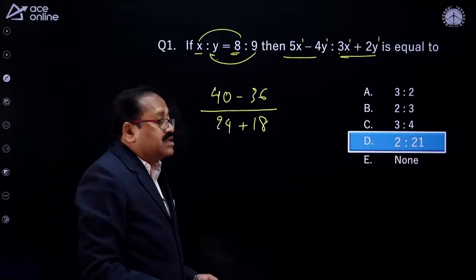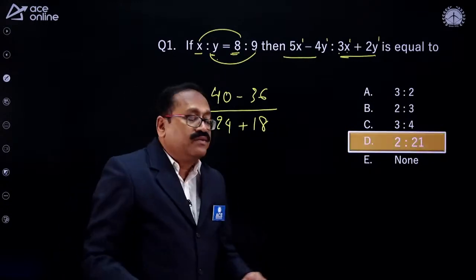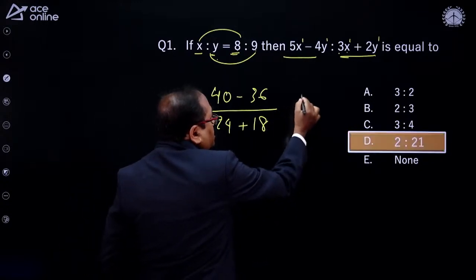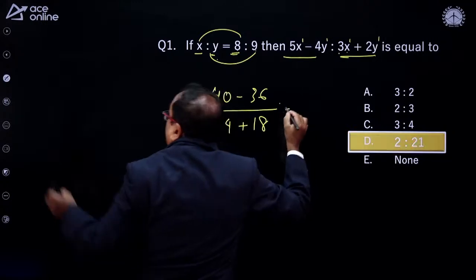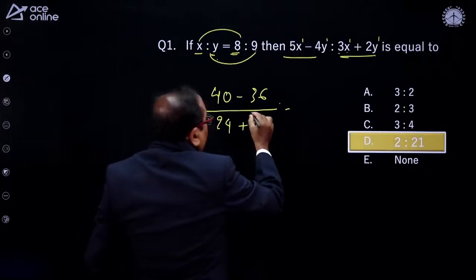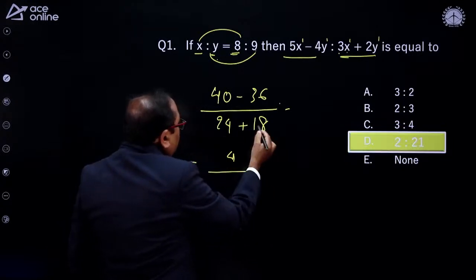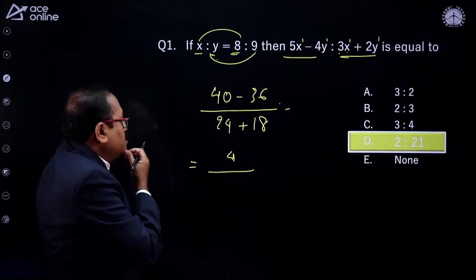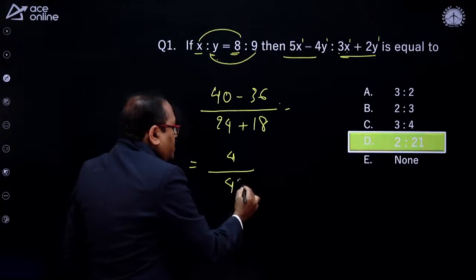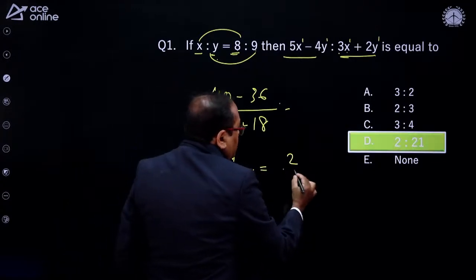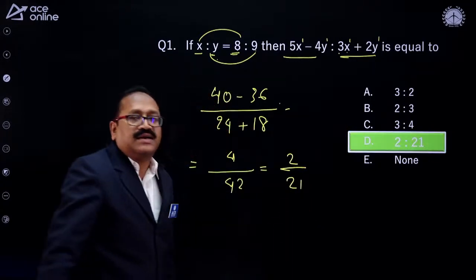Let me check the answer: 2 is to 21. That's a very basic question. You find that here I'm getting 4, and here I will be getting 24, 34 and 42. So when I further simplify it, 2 is to 21. You have nicely answered it.